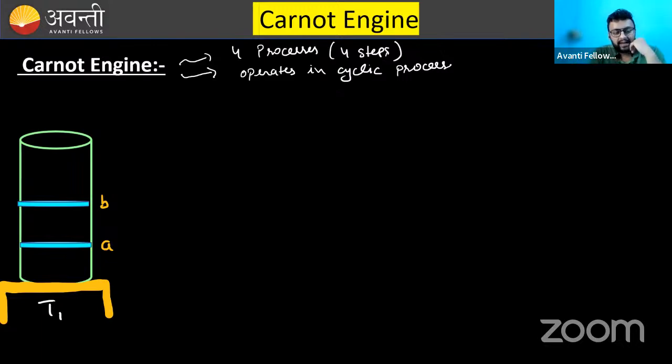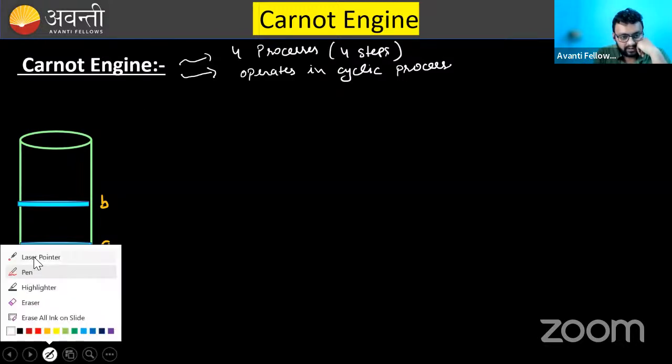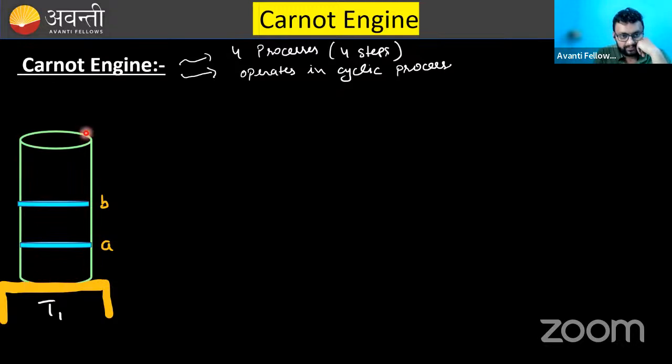Now, consider the situation. Let's suppose this is a thermodynamic system. I will take a laser pointer. The walls of the system are adiabatic. Listen to me very carefully. The walls of the system are adiabatic except the base. The base is diathermic. So no heat can be transferred through the walls. Heat can only be transferred through the base. Clear?